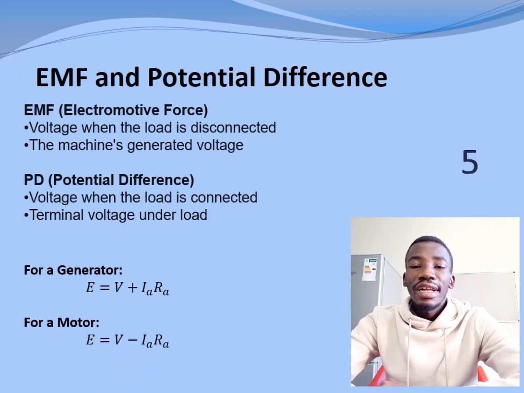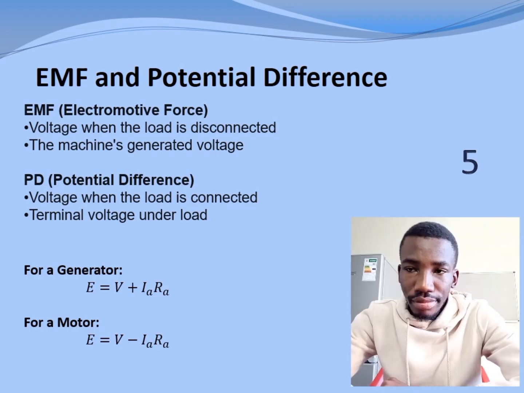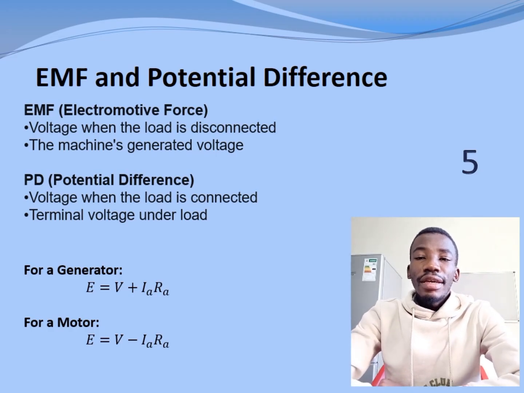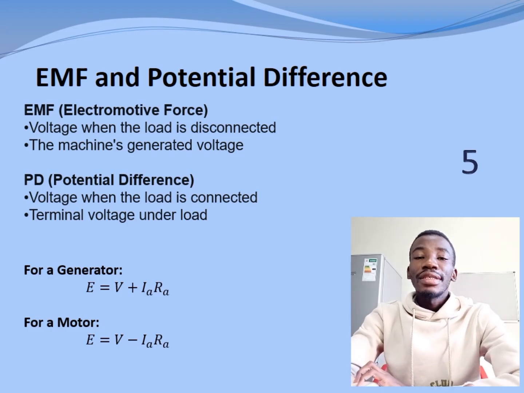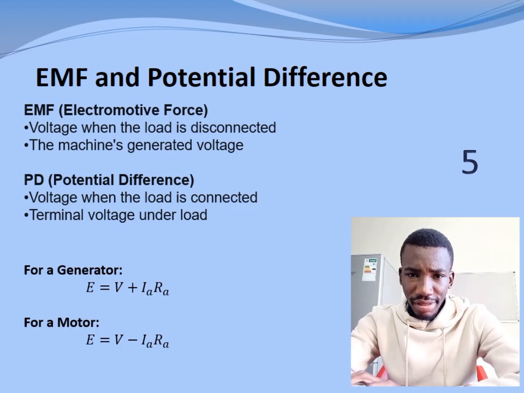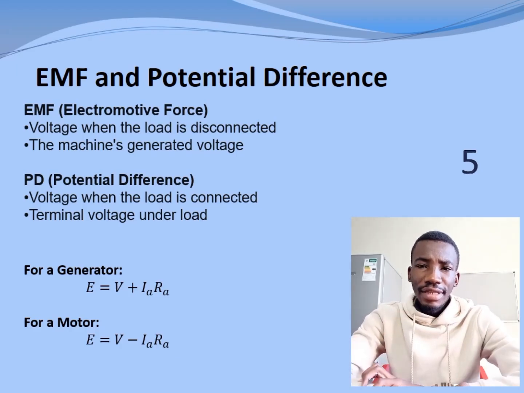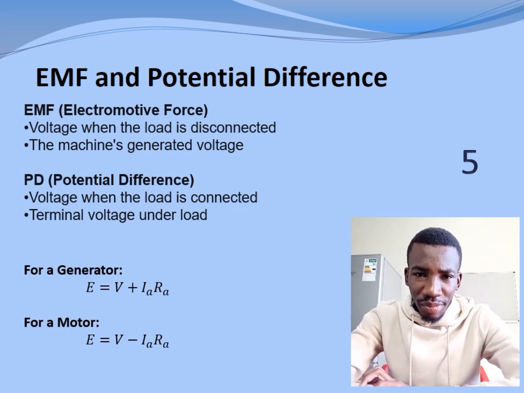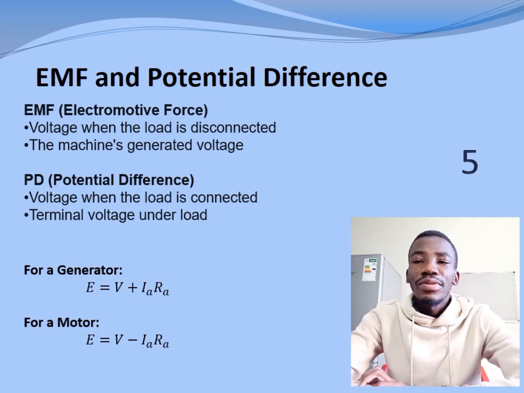EMF and potential difference. EMF, or electromotive force, is the voltage when the load is disconnected, or the machine's generated voltage. Potential difference is the voltage when the load is connected, or the terminal voltage under load.